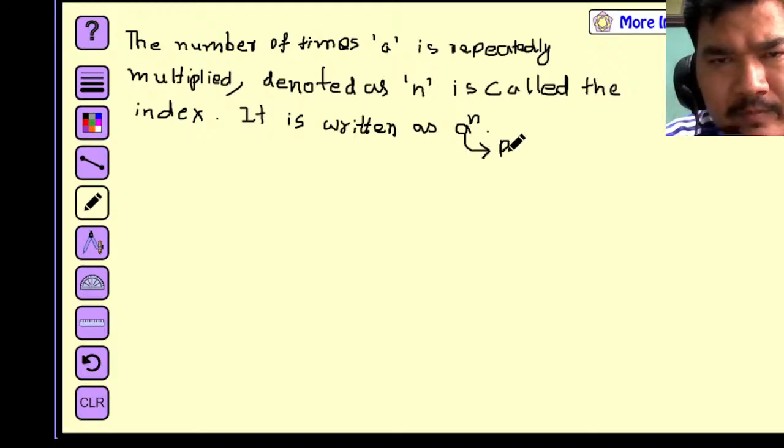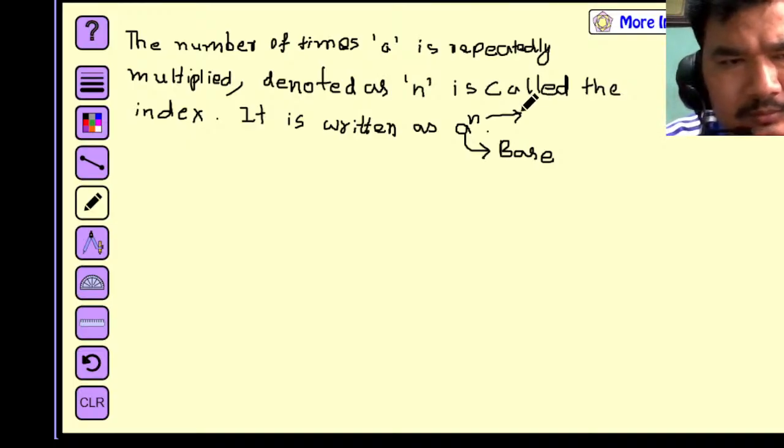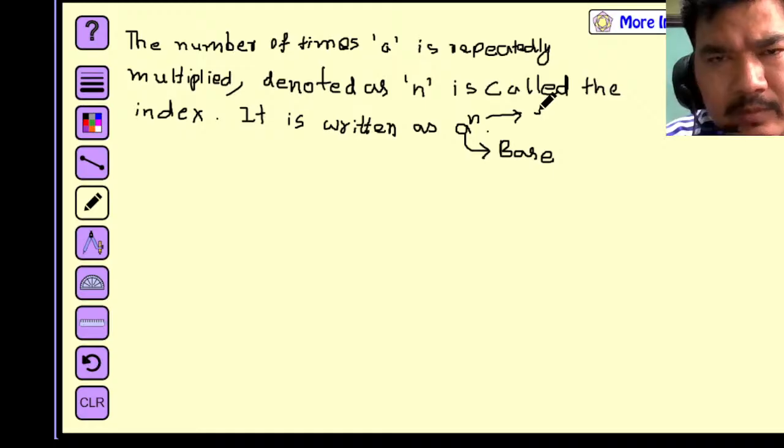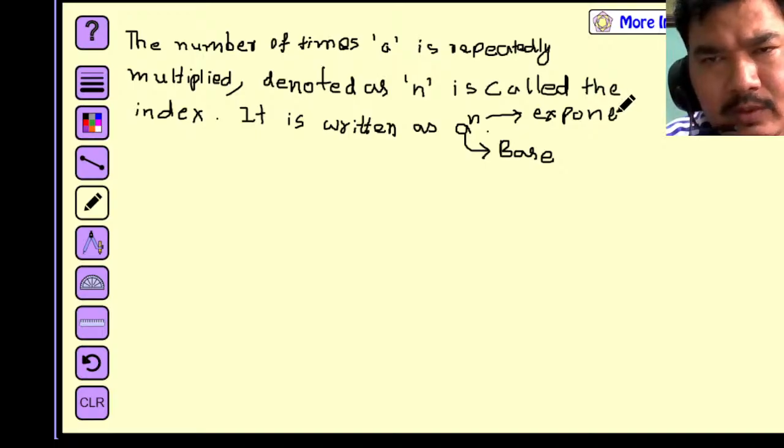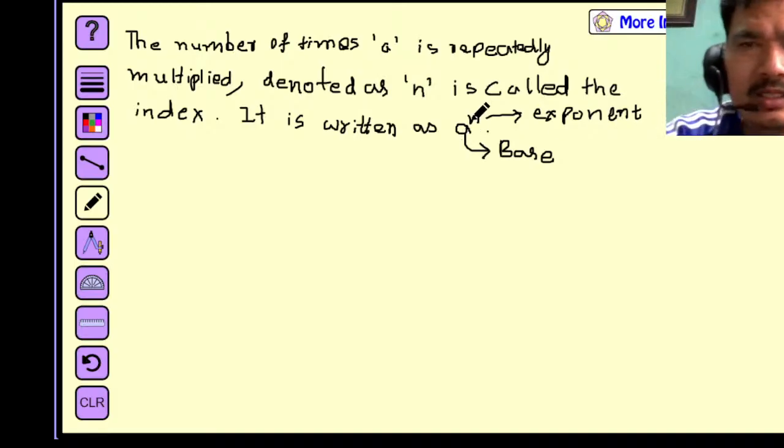Here a is known as base, and this n is known as power or exponent. We write it power also, or we write it exponent. This a is the base and in a to the power n, this n is the power, or we can tell it exponent.